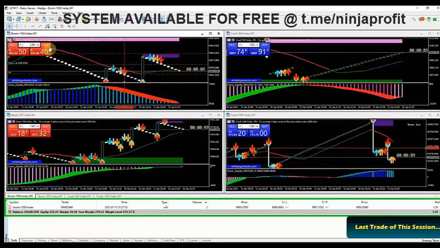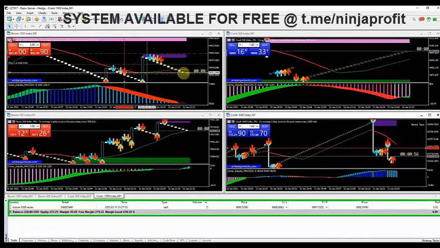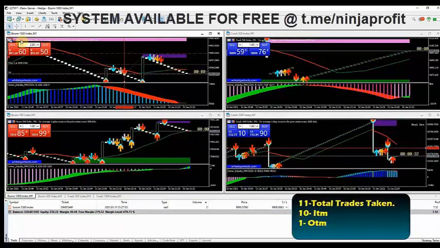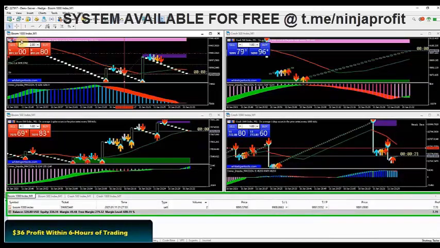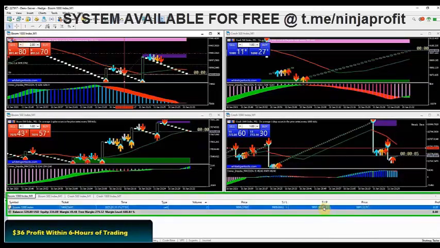This is my last trade of this trading session. The Martingale trade closed with $8 profit. That's a recovery of our previous trade that was caught by the spike. I have taken 11 trades with 10 wins and 1 loss in total. I made $36 within 6 hours of trading, by just hunting for perfect trading patterns, and you can do it too.